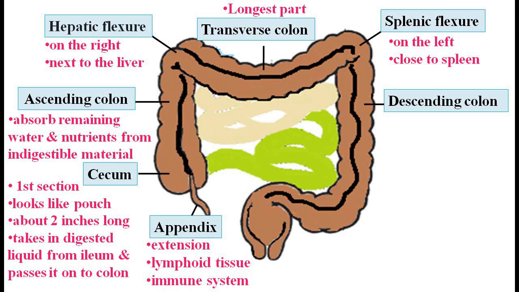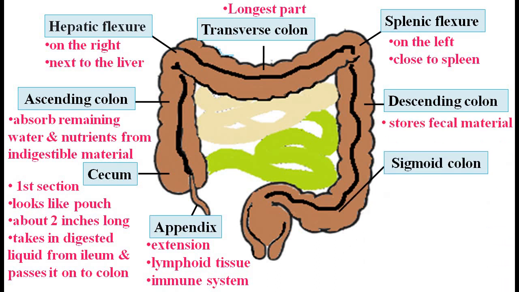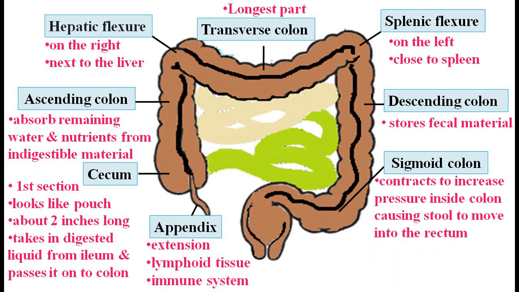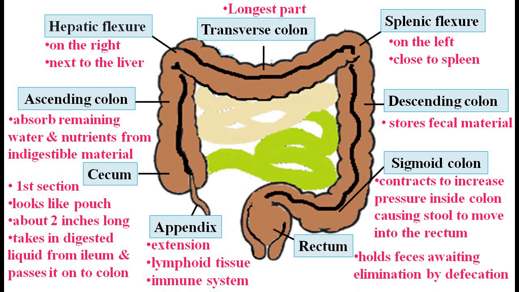Descending colon. Descending colon stores fecal material. Sigmoid colon. Sigmoid colon contracts to increase pressure inside large intestine, causing stool, that is fecal material, to move into the rectum. Rectum holds feces to be eliminated by defecation by the anus.